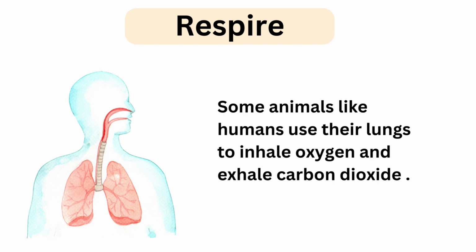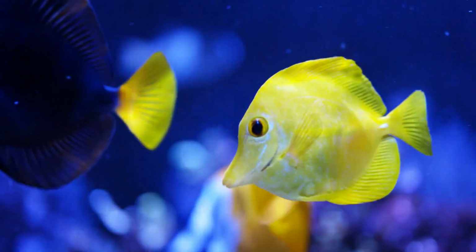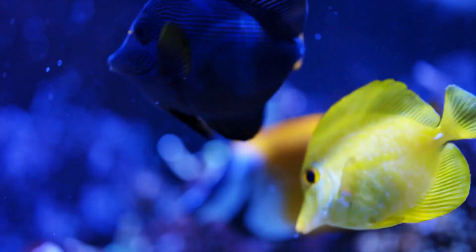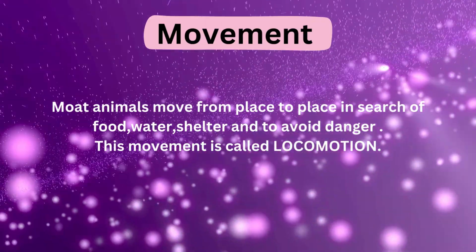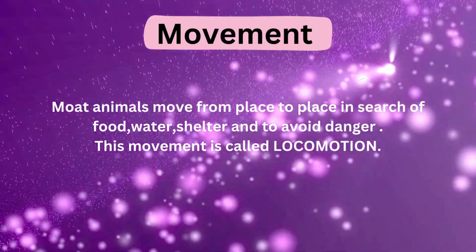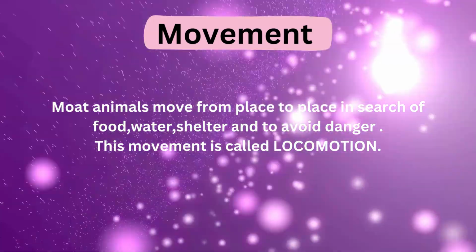Some animals, like humans, use their lungs to inhale oxygen and exhale carbon dioxide. Others breathe through their skin or gills, like fishes. Most animals move from place to place in search of food, water, shelter, and to avoid danger. This movement is called locomotion.